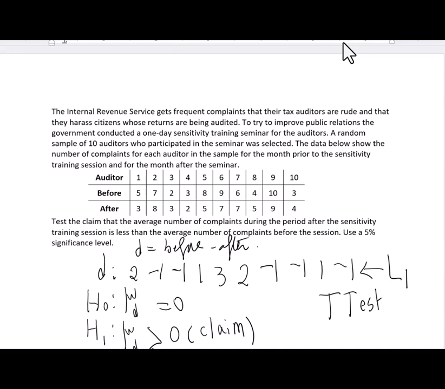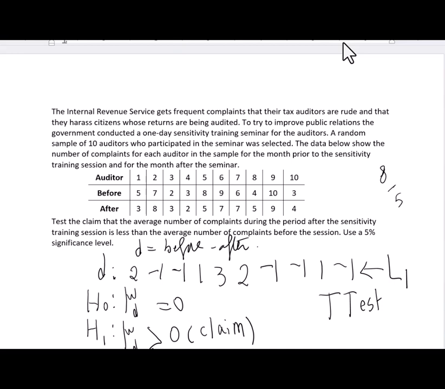And let me show you how you're going to set up the null and the alternative hypothesis. You're going to test whether the mean, the average of the difference, is greater than 0, less than 0, or not equal to 0. This is how you can figure out how to set up the alternative hypothesis. For example, if an auditor received 8 complaints before the training, and if the training is working, you would expect that this person will receive fewer complaints after he does the training. So let's say the month after he received 5.